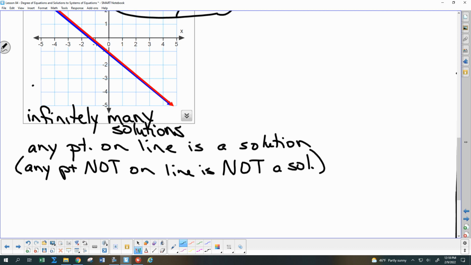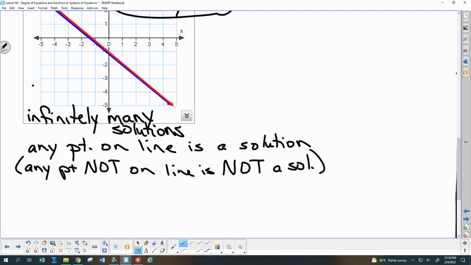is not a solution. So far we've put up there that the lines can be two lines that cross at a point. They can be parallel lines. They can be the same line. We put up there that we can say they have one solution, no solution, or infinitely many solutions.